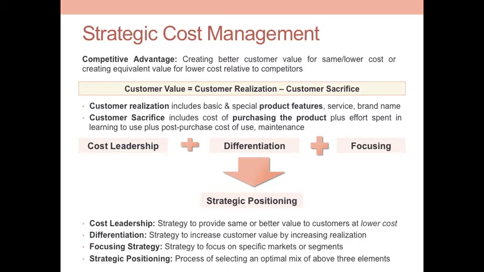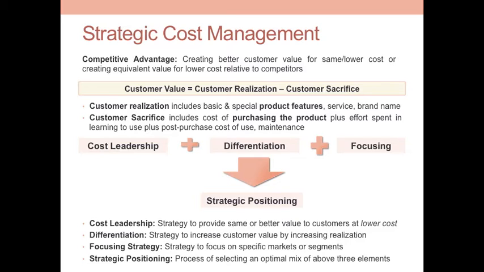Let's shift gear a little bit and focus on strategic cost management. Competitive advantage is all about maximizing customer value. How do we define customer value? Customer value is simply customer realization minus customer sacrifice. Customer realization is the benefits we deliver to the customer in terms of unique product features, brand name, as well as other support services. Customer sacrifice represents the cost to the customer of purchasing the product. This is the price they pay for the product when they go out into the market.